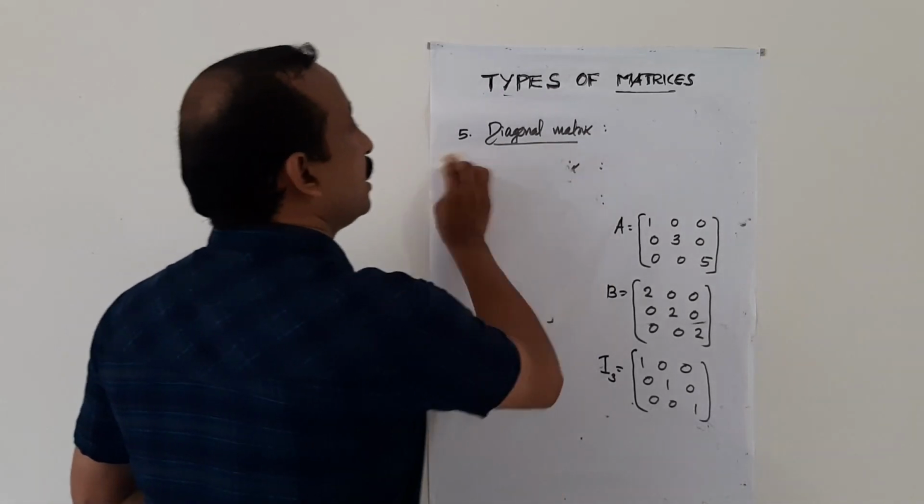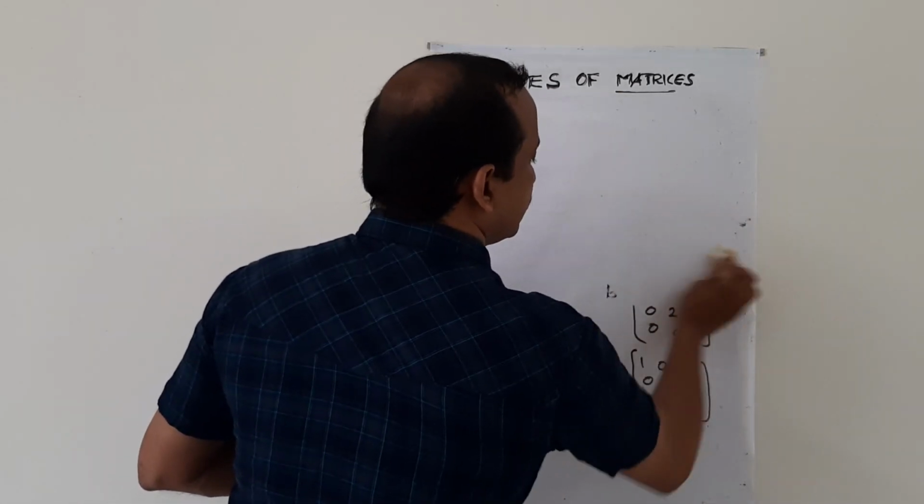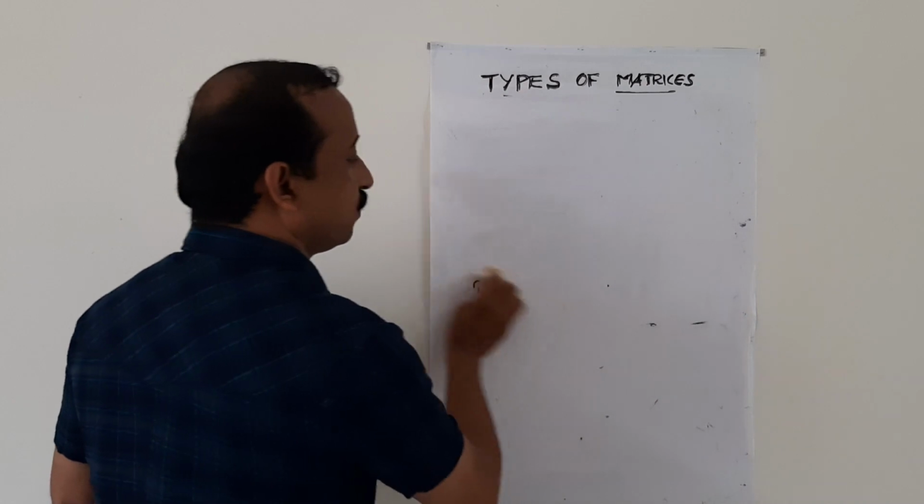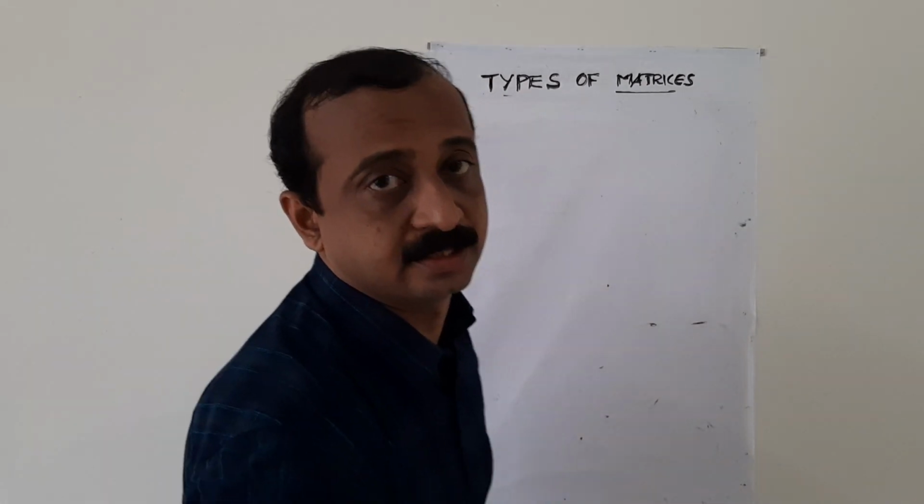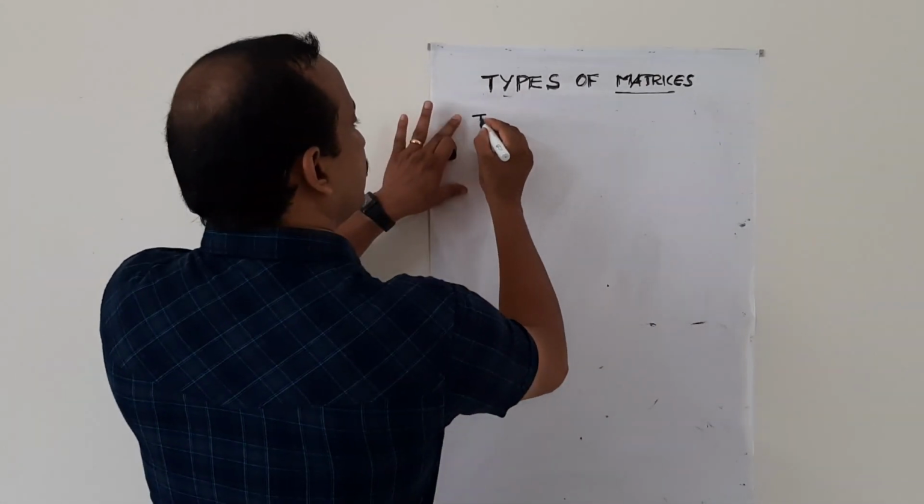Now, I will define our last definition of the types of matrix, which is triangular matrix. What is triangular matrix?